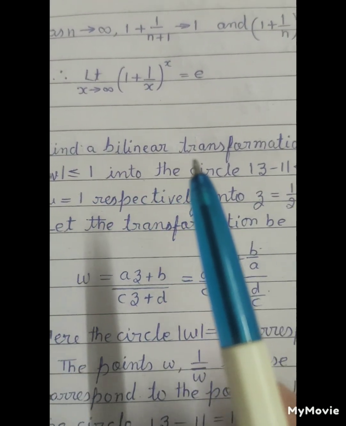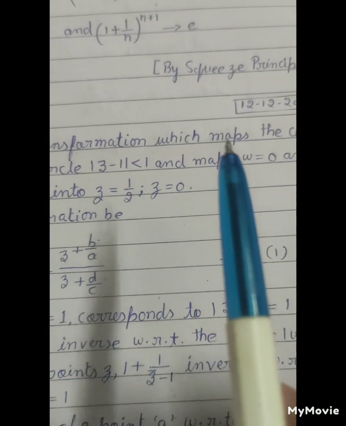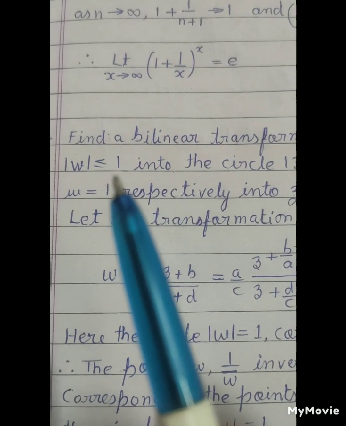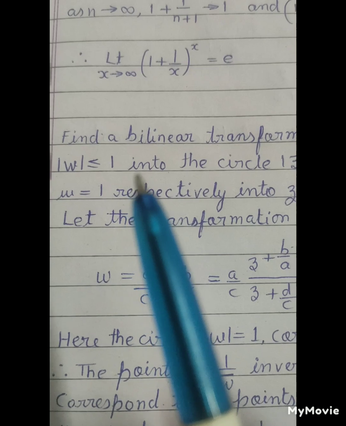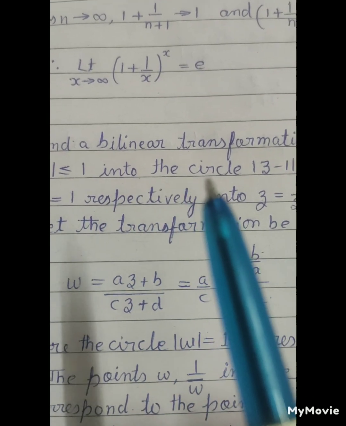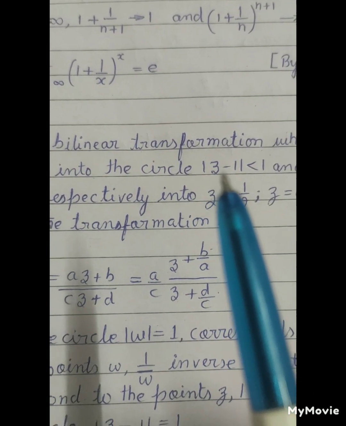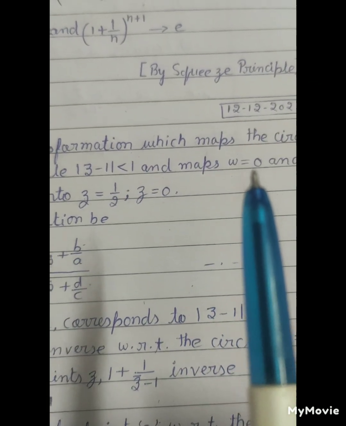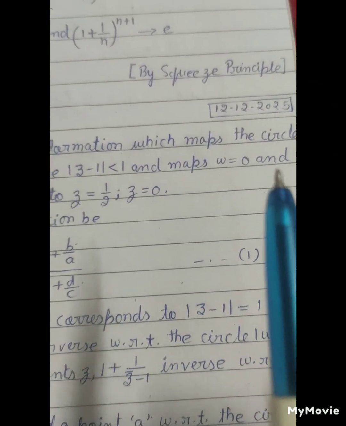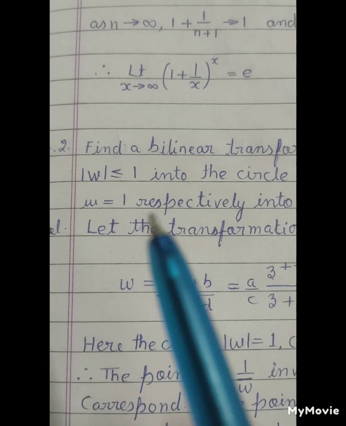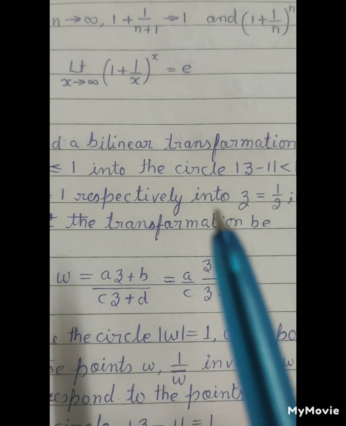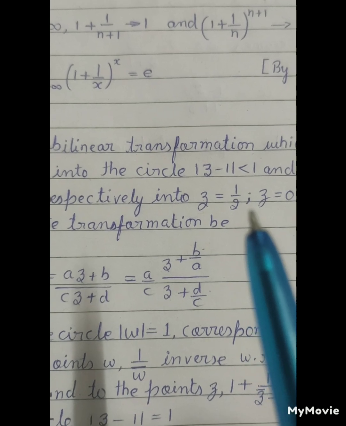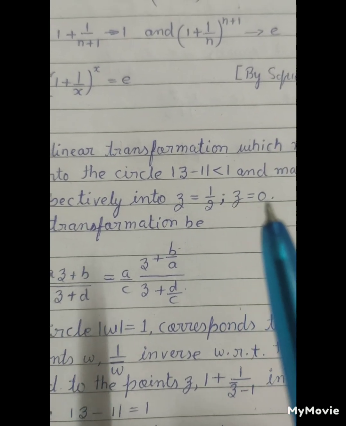Example: find a bilinear transformation which maps the circle modulus of w less than or equal to 1 into the circle modulus of z minus 1 less than 1, and maps w equals 0 and w equals 1 respectively into z equals 1 upon 2 and z equals 0.